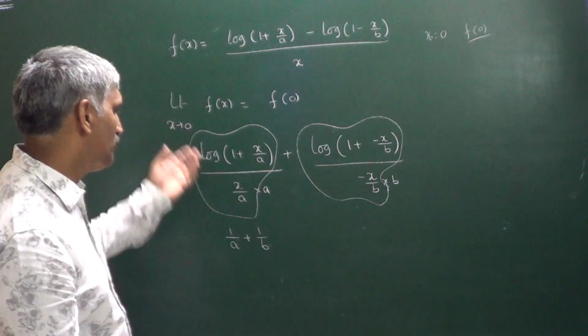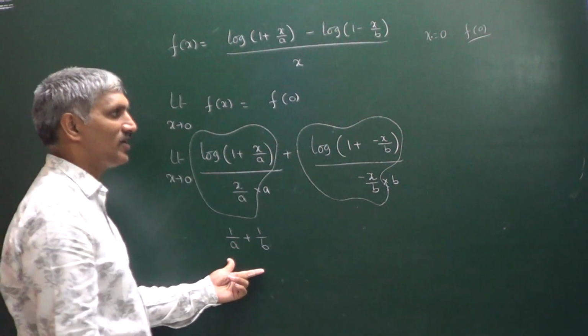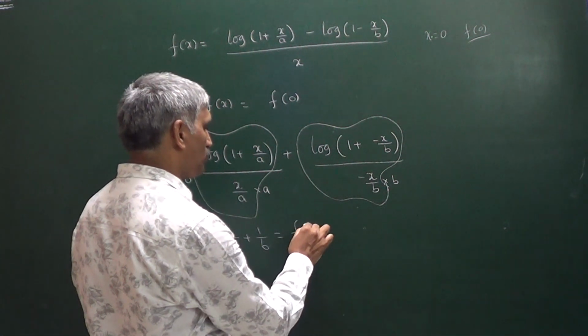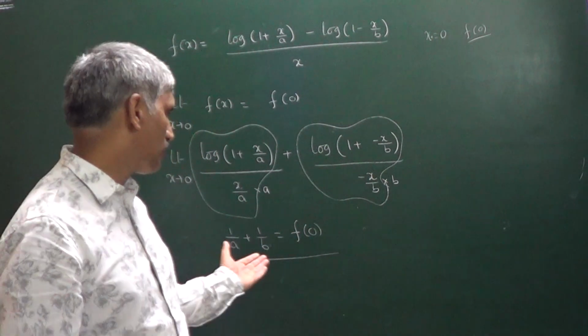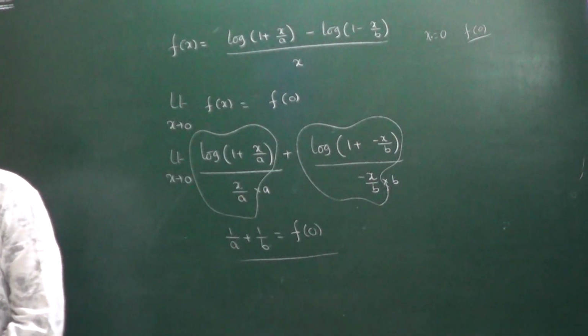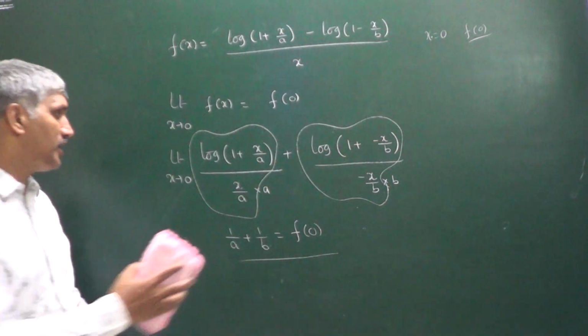So the limit value we got, 1 by a plus 1 by b, must be equal to the value of f of 0, because the function is given as continuous. So that's why the limit value is equal to the functional value. Just one more question here.